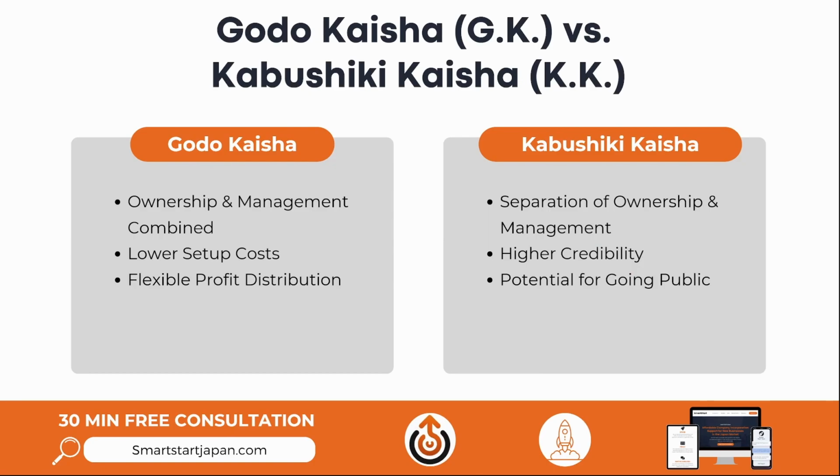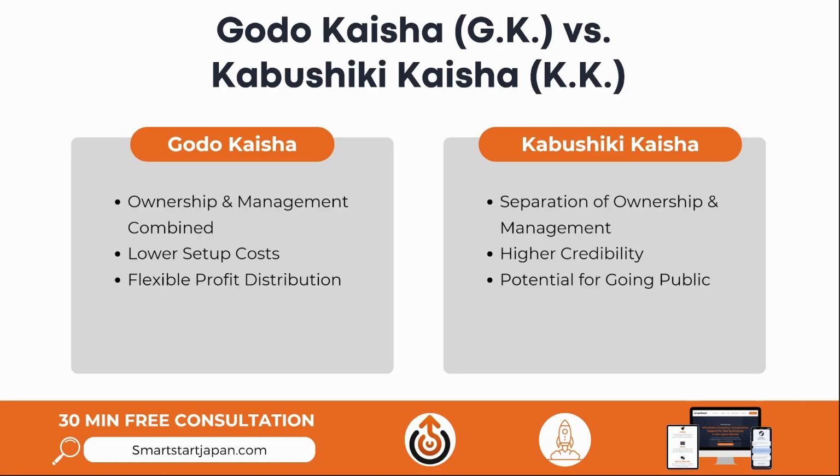When deciding how to set up your business in Japan, one of the first decisions you'll need to make is whether to form a Godo Kaisha or a Kabushiki Kaisha. So let's break down the key differences. Starting with the Godo Kaisha. This structure combines ownership and management, meaning the members are directly involved in running the company. It's an excellent choice for entrepreneurs and small businesses because it offers lower setup costs and flexible profit distribution, which allows you to tailor how profits are shared among members.